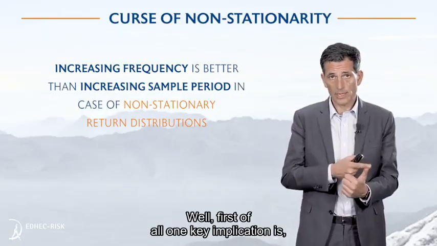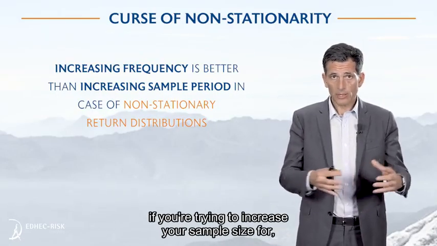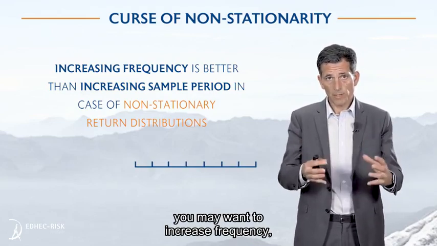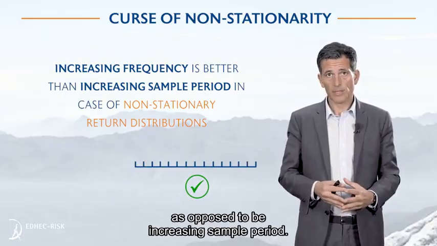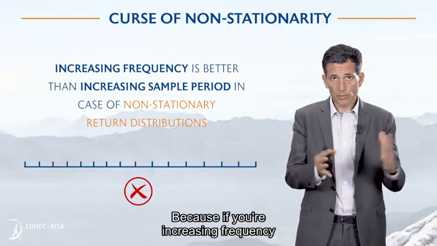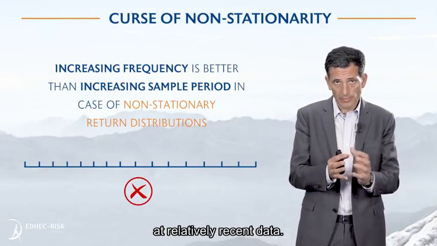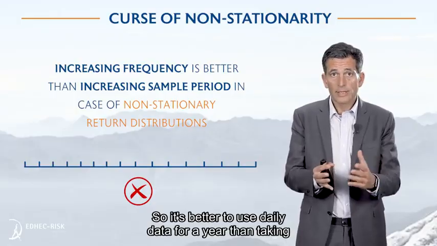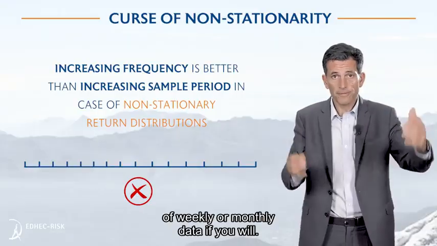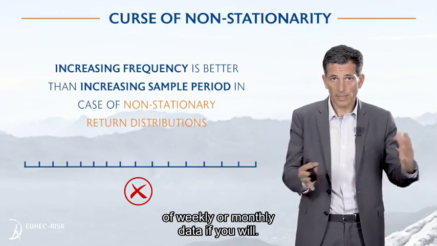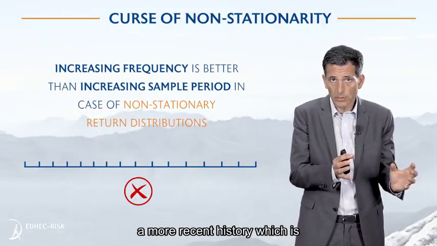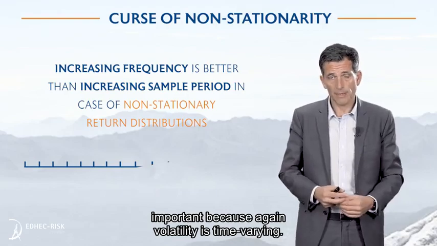Well, first of all, one key implication is if you're trying to increase your sample size, you remember, for the curse of dimensionality, that's always good, you may want to increase frequency as opposed to increasing the sample period. Because if you're increasing frequency, you're still going to be looking at relatively recent data. So it's better to use daily data for a year than taking a look at 10 or 20 years worth of weekly or monthly data, if you will, right? At the end of the day, you're going to get as many data points, but with a more recent history, which is important because, again, volatility is time varying.